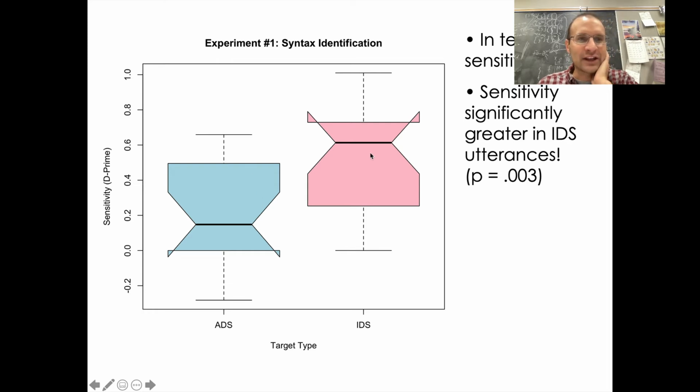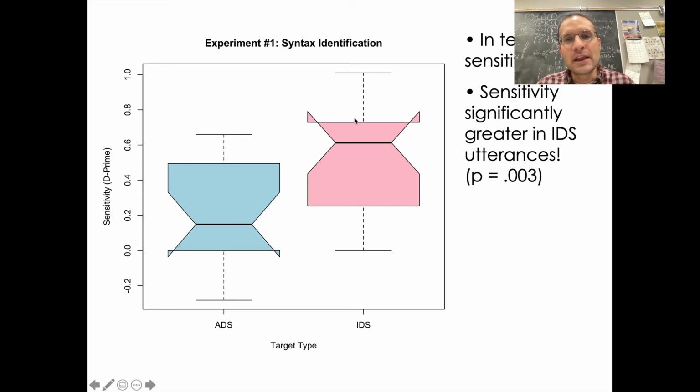So again, just kind of looking at medians or averages here. The median D prime for the infant-directed speech was about 0.6. And for the adult-directed speech, it was slightly less than 0.2. So that's a difference of a little over 0.4 of D prime, and you can think of that, I guess, in terms of like a standard deviation on that perceptual evidence scale.